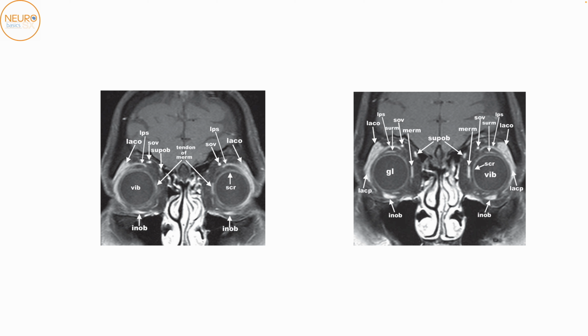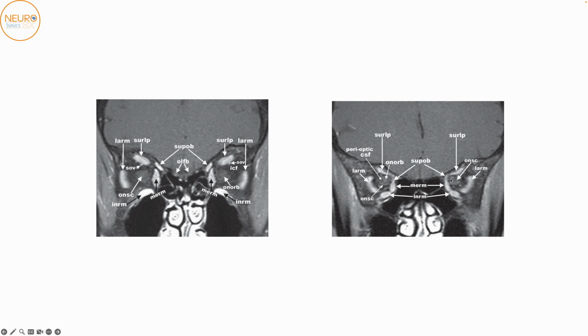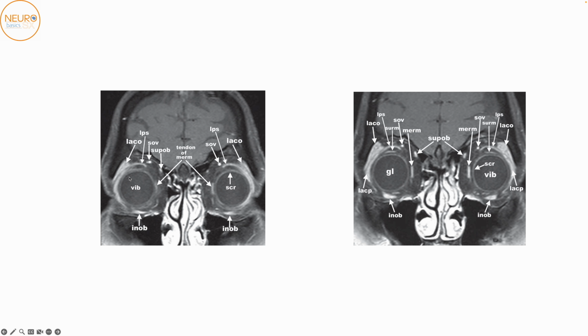Okay, so these are again the same coronal images, but now they are fat suppressed. So you can see that the fat is all hypointense. So same structures that we saw previously. Here are the globe with the different muscles around it.